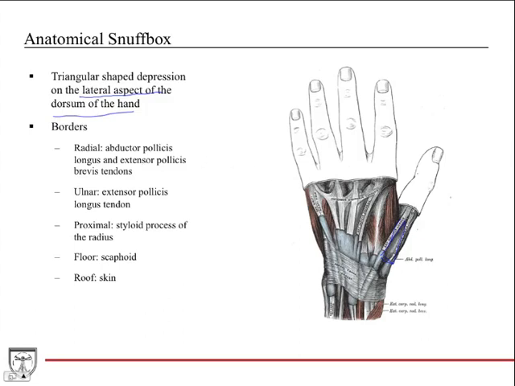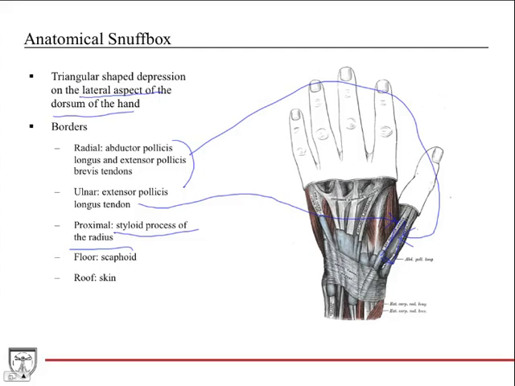And its radial borders are the abductor pollicis longus and extensor pollicis brevis tendons. And that's these 2 tendons shown here on the radial or the lateral aspect. The ulnar or medial aspect is the extensor pollicis longus tendon, which is this tendon shown right here. So that forms the medial. And then the styloid process of the radius, which you can't see too well here because we have the muscles shown in the diagram, but that would be here. And then the floor would be the scaphoid bone, which is beneath or deep to these tendons here, and then the roof would be the skin.